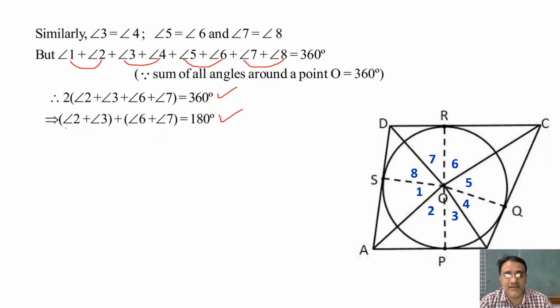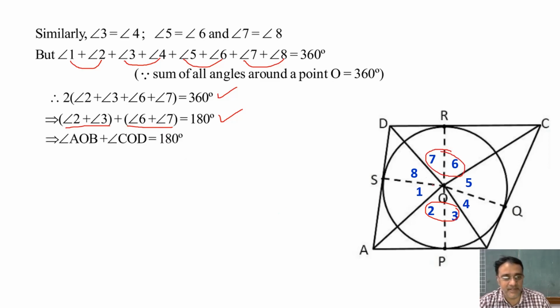Now what is angle 2 plus angle 3 from the figure? AOB. And angle 6 plus angle 7 from the figure? Angle COD. Right, we will replace. So एक part proof हो गया.